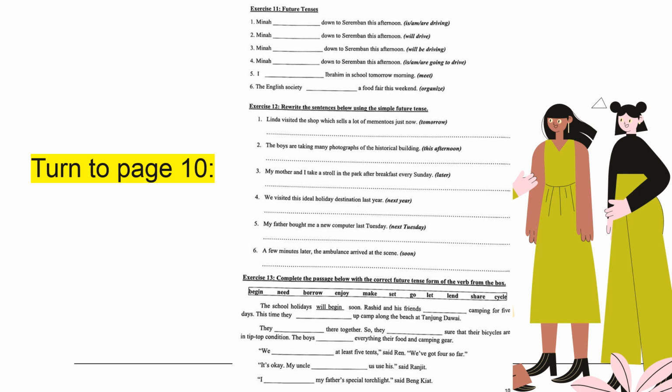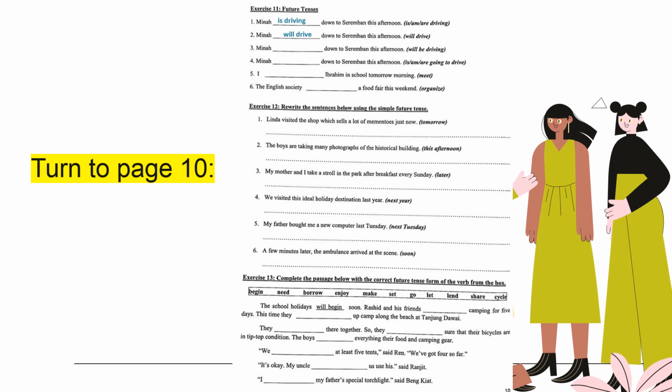So number 1, Mina. The word given is am driving. So you have to use this. Put into the blanks. Okay, Mina down to Seremban this afternoon. Okay, 等下的下午 Mina 将要驾车下 Seremban. So Mina is driving. Okay, Mina is driving to Seremban this afternoon. Okay, what about number 2? Number 2, you are going to use the word will drive. So it's easy, you just need to fill it up in the blanks. Mina will drive down to Seremban this afternoon.